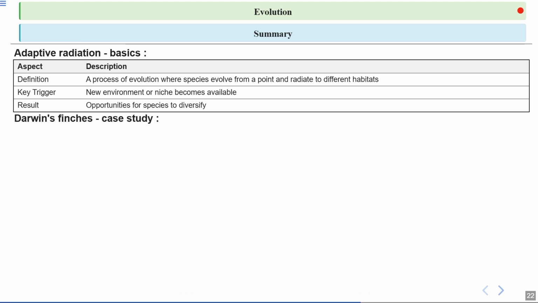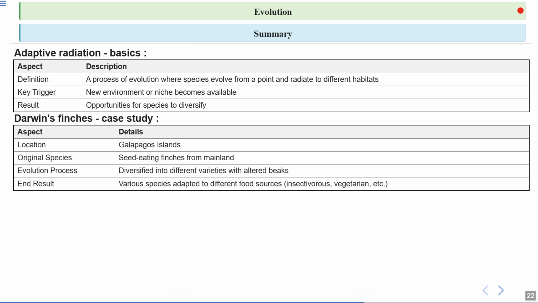We talked about the Darwin finches, which is a classical example of adaptive radiation. Darwin finches evolved in the Galapagos Island. Initially, the original species was seed eating, which came from the mainland. Then how did the evolution occur? These initial Darwin finches diversified into different varieties with altered beaks. What was the end result? Various species adapted to different food sources and became insectivorous or vegetarian.